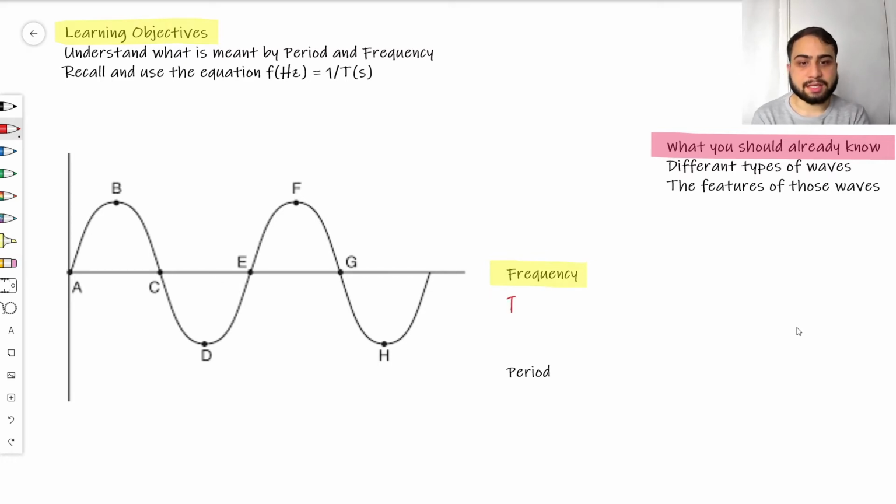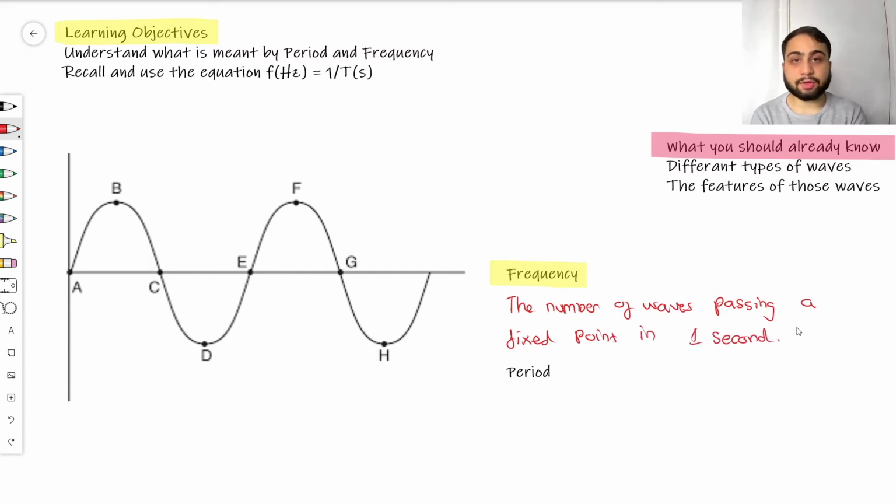Frequency describes the number of waves passing a fixed point in 1 second. That's what frequency is. Frequency is just looking at how many waves pass through a single point. So let's take point E here. If, say, 10 waves pass through point E in 1 second, you would get a frequency of 10 hertz. Hertz is the unit of frequency.